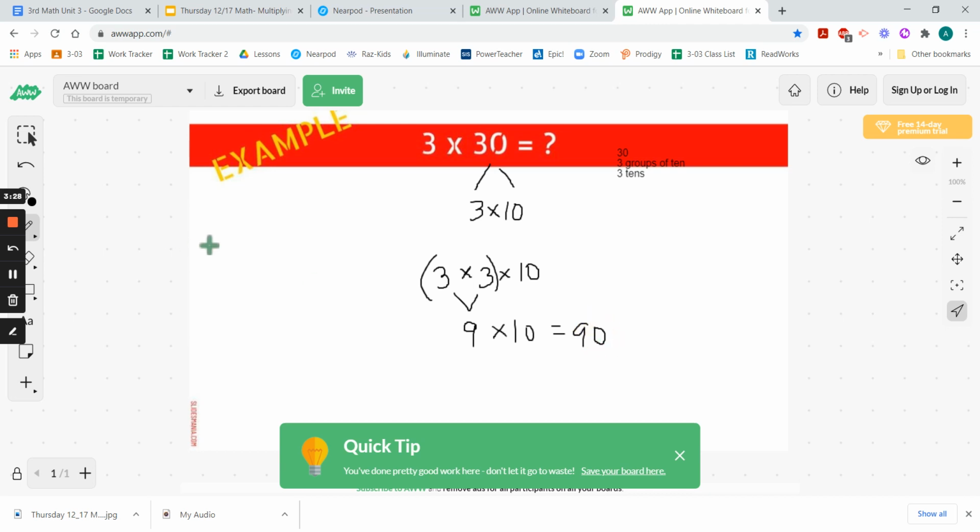When we used a shortcut, remember how we covered up the 0 in the multiple of 10? And then we just multiplied the remaining digits, the 3 and the 3. We're doing the same thing here. And that's why this shortcut works.